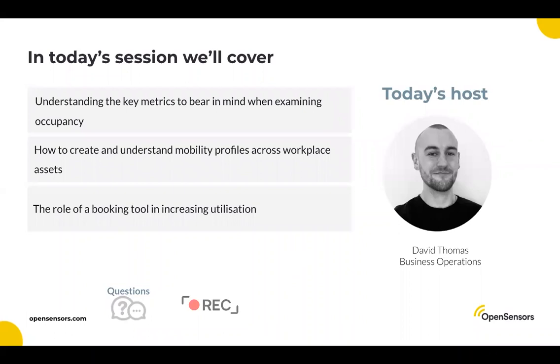Before we get started, I'm just going to quickly run through what we'll cover. Firstly, as I said, we'll be looking at the key metrics, so lots of the ways that you can manipulate and analyze data to see what's going on within your workplace and the changes that you can make based on these analytics. Next, we're going to look at what we mean by mobility profiles, how you make them, and the impact that these can have on utilization. And then to finish up with, we're going to have a quick look at booking tools and what they can do to help boost utilization across your offices.